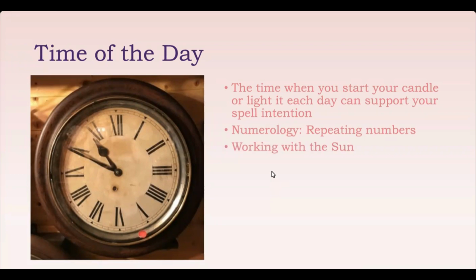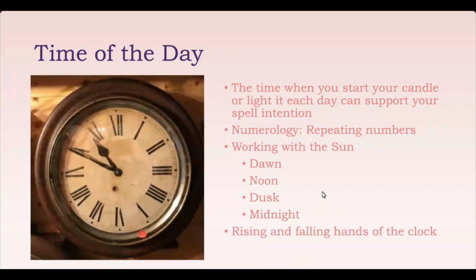We can also think about working with the sun as part of the time of day. Sunrise, or dawn, is a great time for spells where we want to bring something in. Noon is when we want to reach the pinnacle or the peak of success. Dusk, when the sun is going down, is when we want to do magic of releasing and letting go. And midnight is the witching hour, when we're working with psychic abilities, or with our shadow side, or other more mystical things.